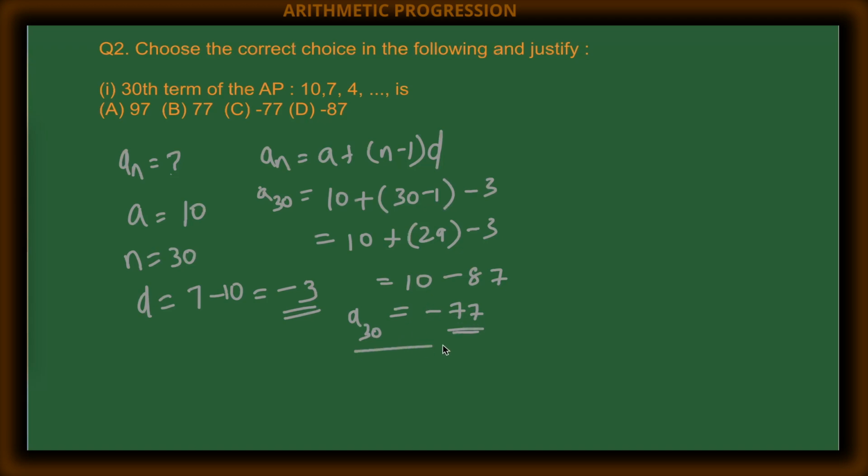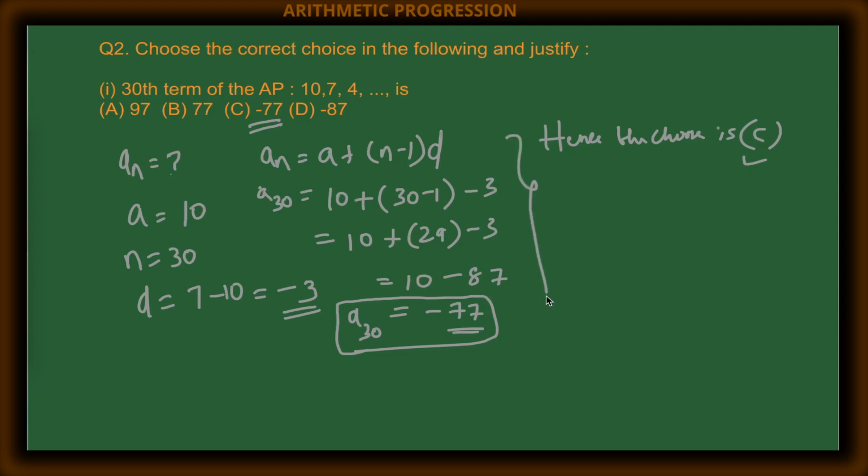So let's see, this is what we are supposed to identify. Do we have the answer here as minus 77? Yes. So be clear, 77 is also there, minus 77 is there. So the answer is minus 77. Hence the choice is C, the correct one. This is how we have justified. This is the justification. So let's move to the next section.